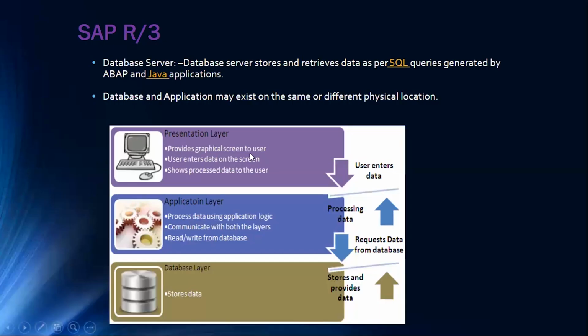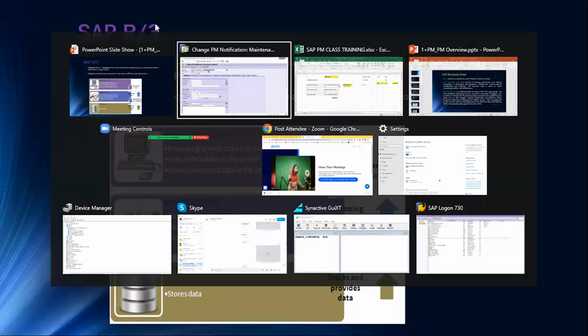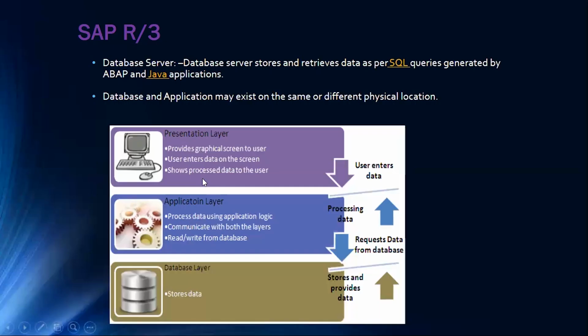See, it provides a graphical screen to the user. The user enters data on the screen. Just now we entered IW21, 22 for example purposes. It shows processed data to the user, and it showed me the processed data. What is your processed data? This is the processed data. When the user enters the data, it has to process it.